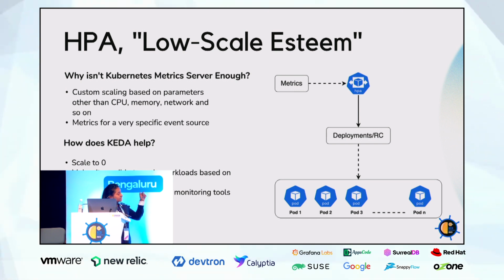And how Keda also helps here is that it has the capability to scale to 0. That is, you can literally have 0 workload running when you don't need it, and it makes it possible to scale workloads based on any event you can think of. It can also be integrated with monitoring tools such as Grafana.